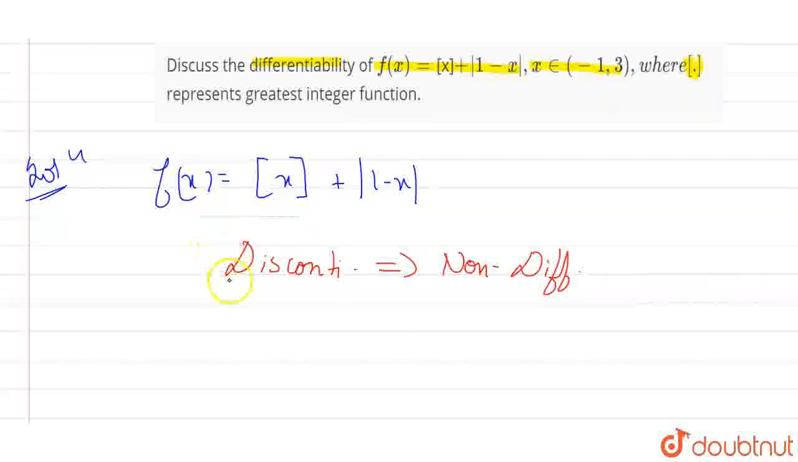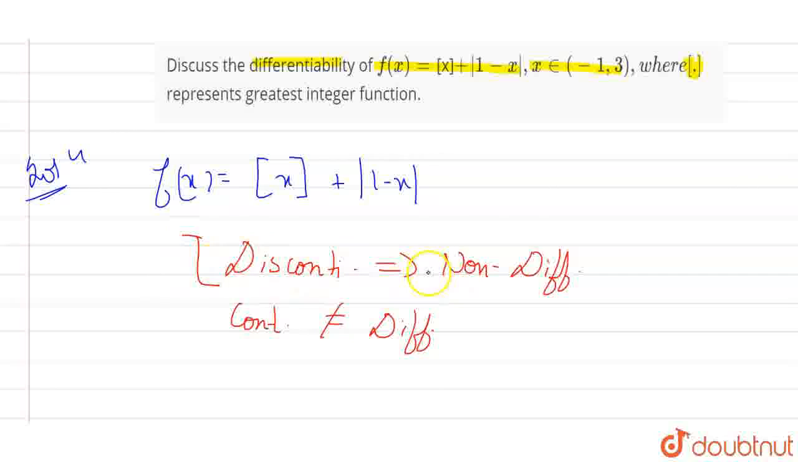This is a true fact: if a function is discontinuous, then it will always be non-differentiable. But we cannot say that if a function is continuous, then it is always differentiable. That is not a necessary condition, but it is always true that a discontinuous function is non-differentiable, right?